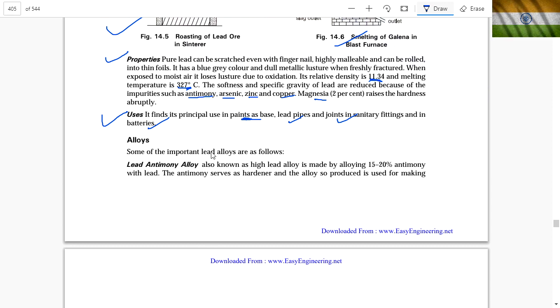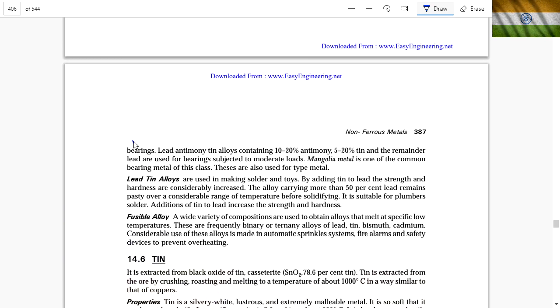Some of the important lead alloys, right? Lead antimony alloy. Again, the same: change in the percentage, and there will be a change in the mechanical and physical properties. So lead antimony alloys, also known as high lead alloys, have 15 to 20% antimony with the lead. Antimony serves as a hardener, and the alloys so produced are used for making bearings.